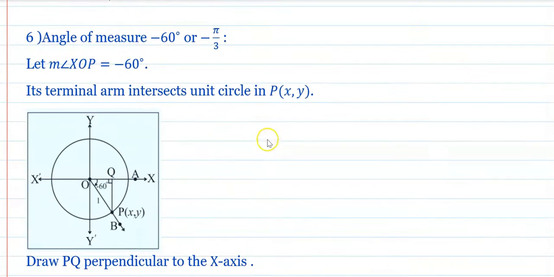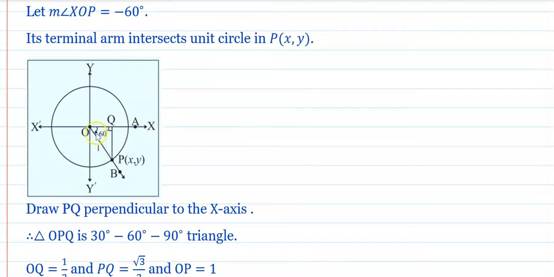Okay, name the next. Angle of measure minus 60 or minus pi by 3. Okay, this angle is in a clockwise sense. A minus 60 angle comes here. Now again draw the perpendicular on the x-axis. Every time we want to find out these types of values, we draw the perpendicular on the x-axis. PQ is a perpendicular on the x-axis. Measure of this angle is 60. OP is equal to 1. We have always considered OP as 1.